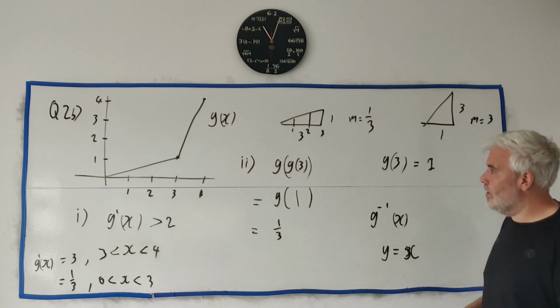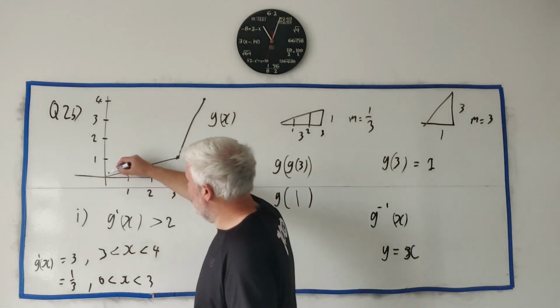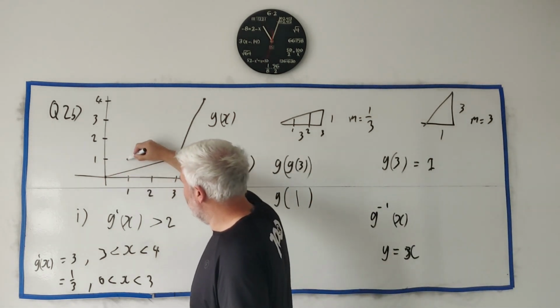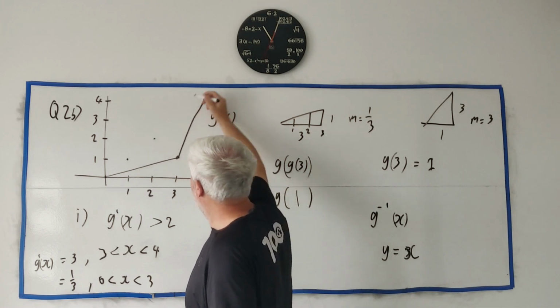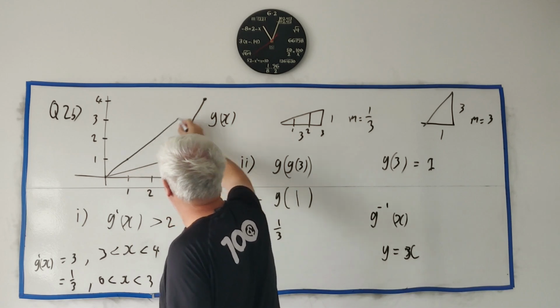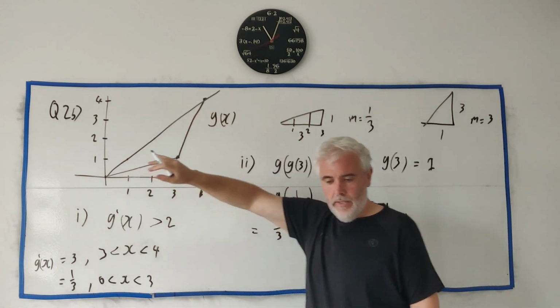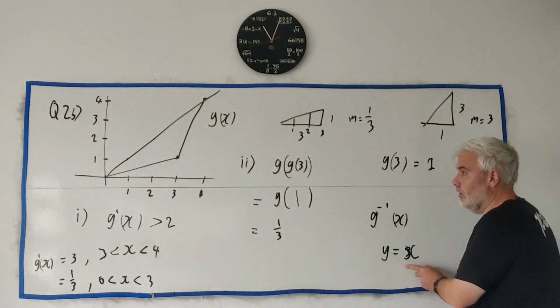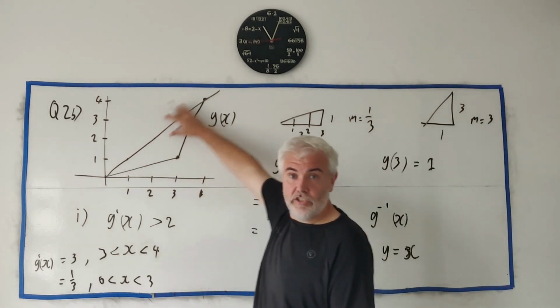So this line, y is equal to x, what does that look like? y is 0 equals 0, 1 equals 1, 2 equals 2, 3 equals 3, 4 equals 4. This is a straight line. This is what y equals x looks like. Y equals x looks like a straight line there.